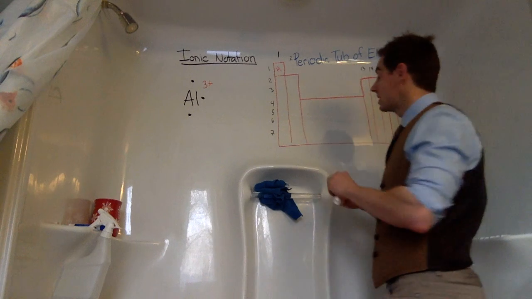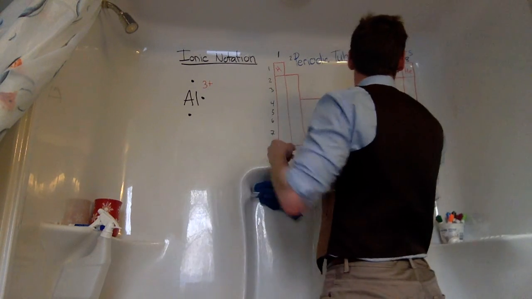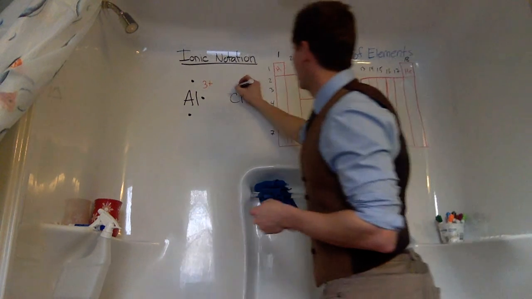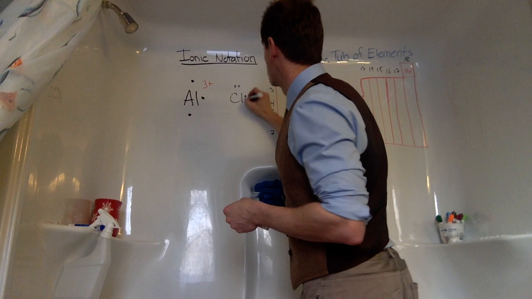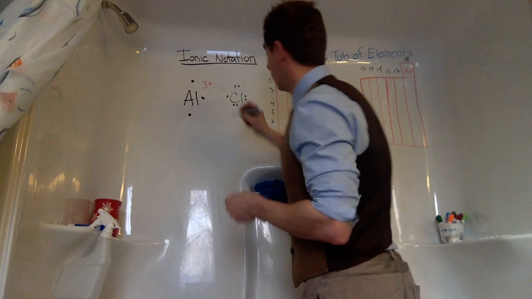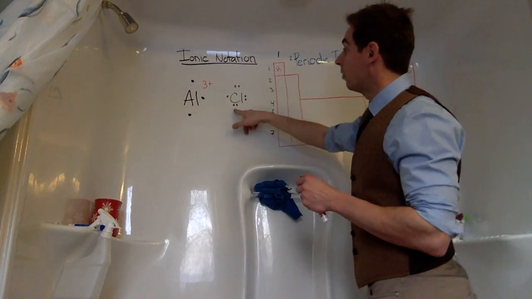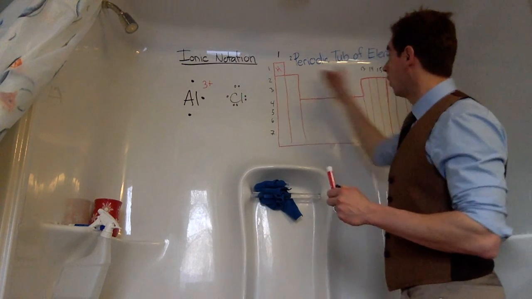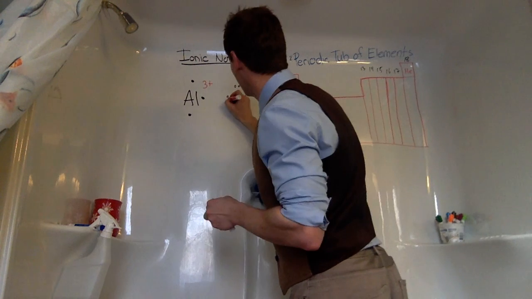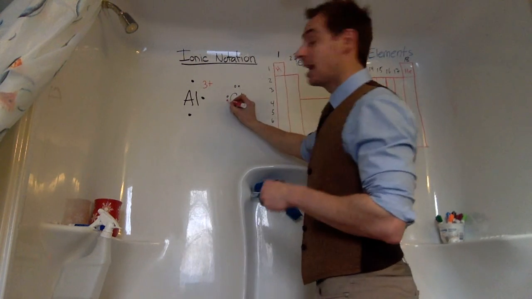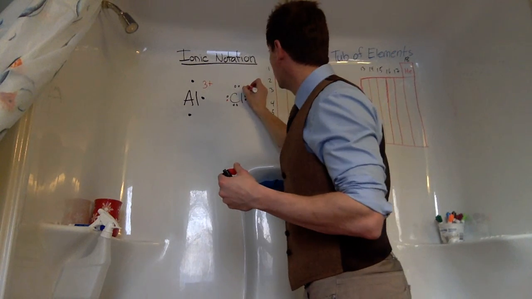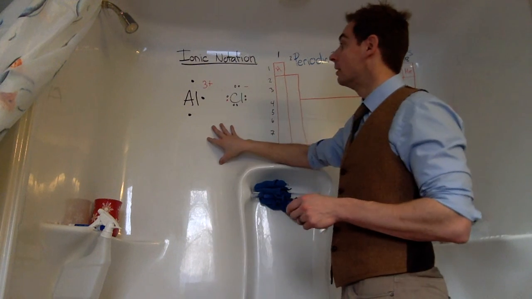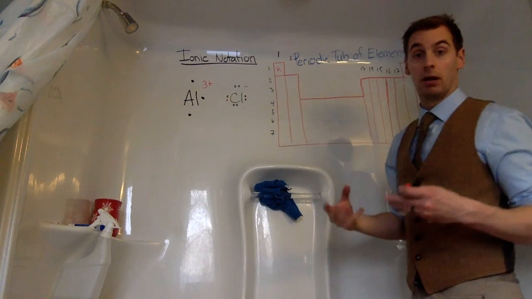If we have an example such as chlorine, which is in column 17, it's going to have 7 electrons, which means in order for it to be full, it's easier for it to gain 1 electron than to get rid of 7 and move all the way back. So it's going to gain an extra electron, and because it has 1 extra electron, it will be 1 negative. And this is how we write ionic notation based on the elements that we find on the periodic table.